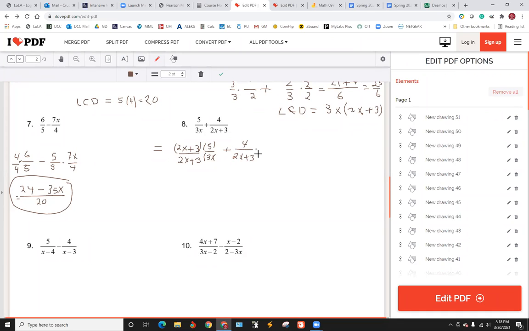So it's missing the 3x. So multiply numerator and denominator by 3x. So what do we get? 5 times 2x is 10x. 3 times 5 is 15. And then here it's plus. 4 times 3x is 12x. All over the 2x plus 3 times 3x.